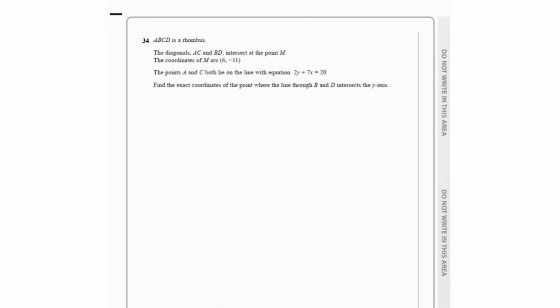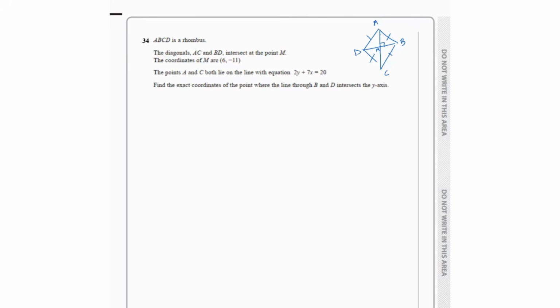So for these type of questions, you need to know your basic properties of all 2D shapes. We're talking about a rhombus. So if you draw a rhombus firstly has all equal sides, and the diagonals of the rhombus meet at right angles, which means they're perpendicular to each other. So if we say this is A, B, C, D, the diagonals AC and BD intersect at M. So M is going to be the midpoint of AC and DB, and M is 6, -11.